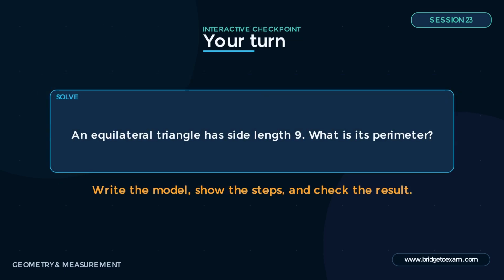Now it is your turn. An equilateral triangle has side length 9. What is its perimeter? Write a formula or a relationship before calculating, then use the next 6 seconds to finish your reasoning.